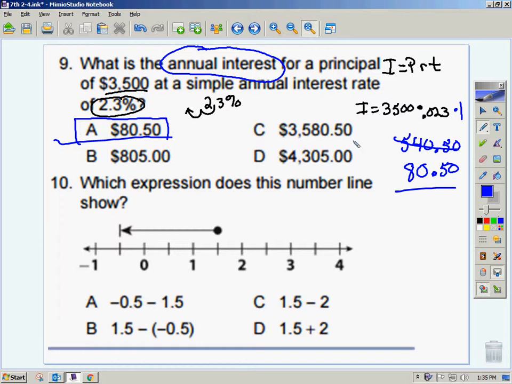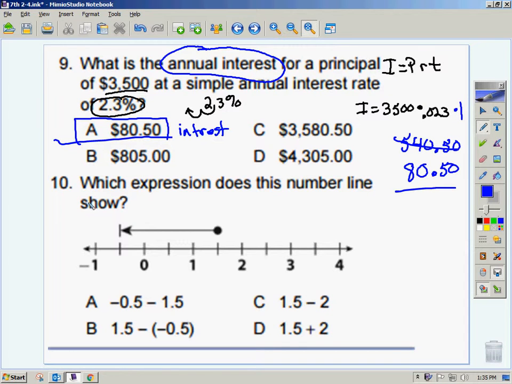What would C represent? A represents the interest. Yeah, it's the interest plus that total. So if I borrowed it, it'd be how much I had to pay back. If I put it in the bank, it'd be how much was in my bank at the end of the year. Okay?